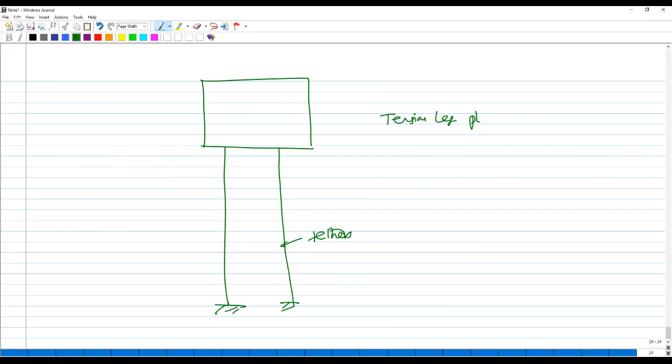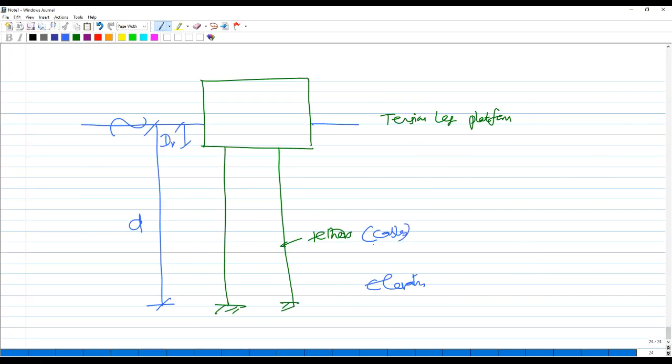Let's see quickly what a tension leg platform is, for our understanding. If this is my water level, I am drawing the elevation. This is my water depth, expressed in small d. This is what I call the draft. These are nothing but cables. Let me explain the system.